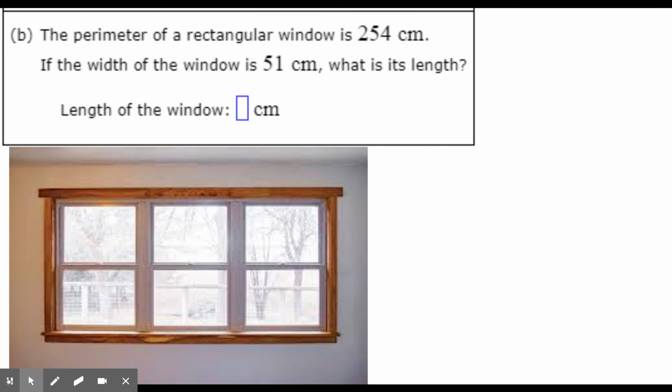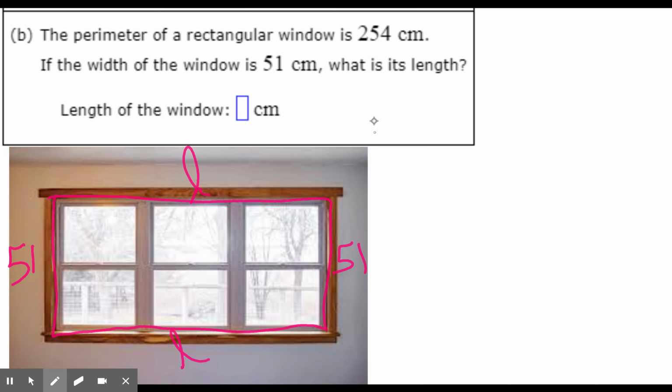Okay, next example. The perimeter of a rectangular window is 254 centimeters. If the width of the window is 51 centimeters, what is its length? So let's say that this is the width here, 51 centimeters, 51 centimeters. We're going to solve for this big window. What is each side length equal to?